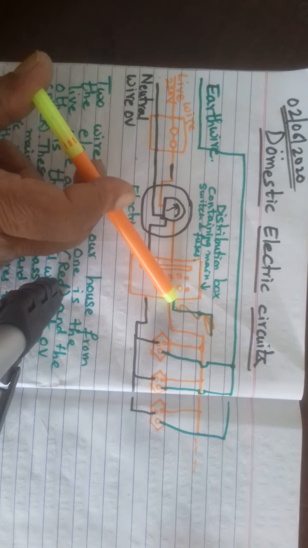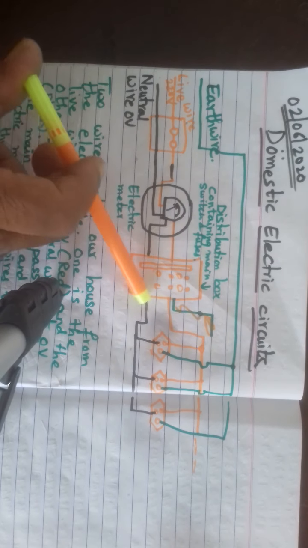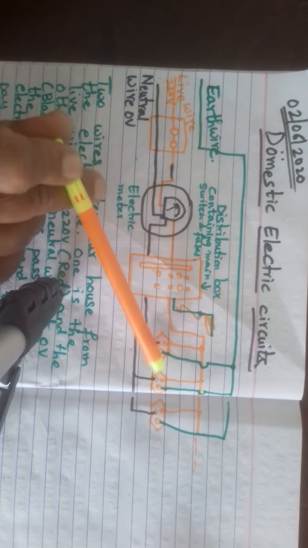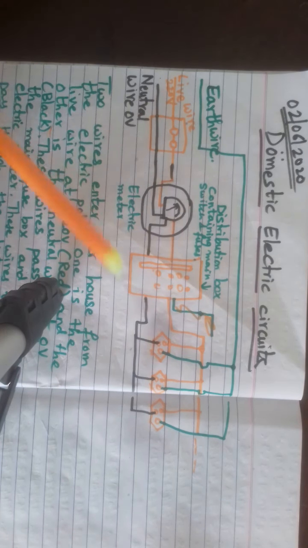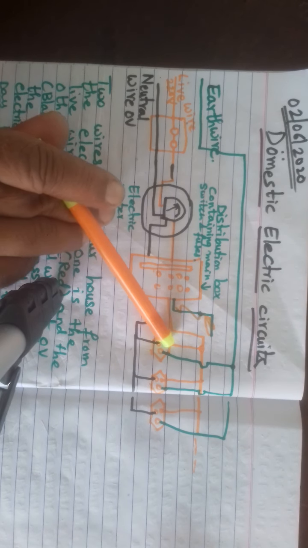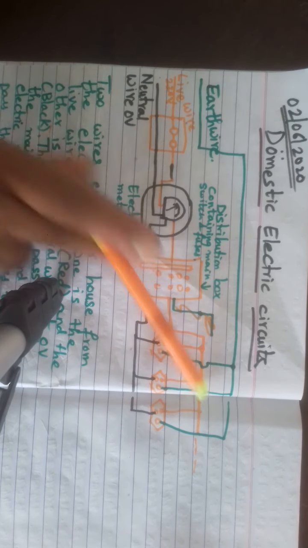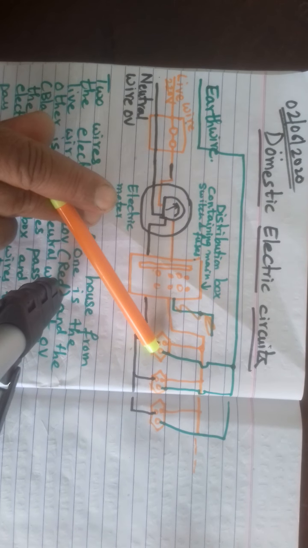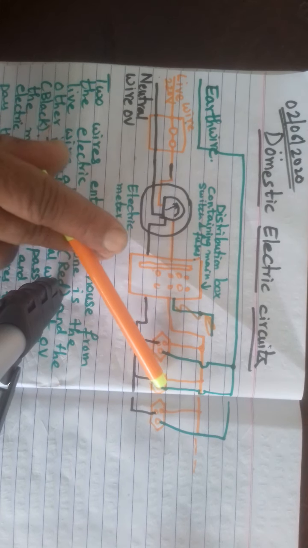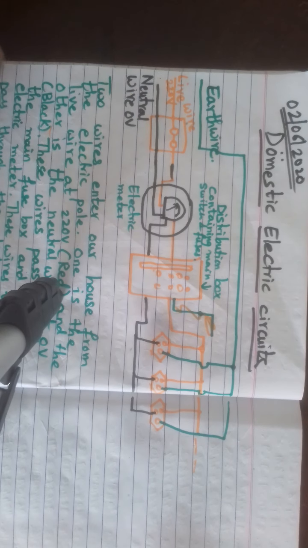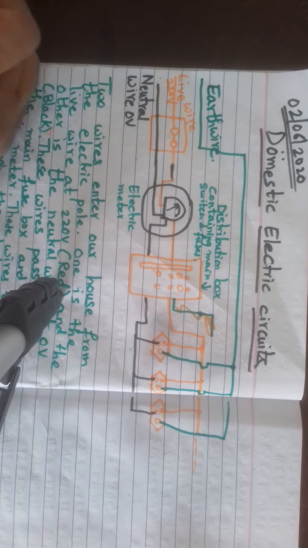After passing through the distribution box, these live and neutral wires are connected in parallel to the different electrical appliances. These are the plug sockets. To the upper pin, the live wire is connected, you can see, and to the lower pin, the neutral wire is connected. And to the third one, which is a larger one, another green colored wire is connected, and this green colored wire is called the earth wire, or we call it the earthing.